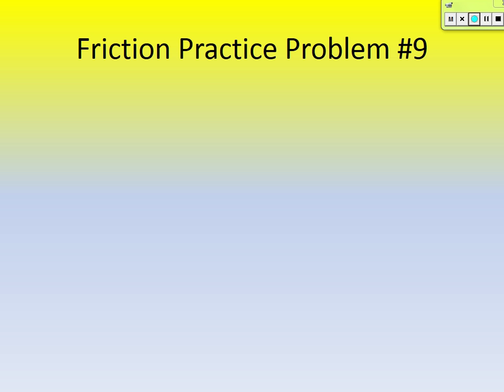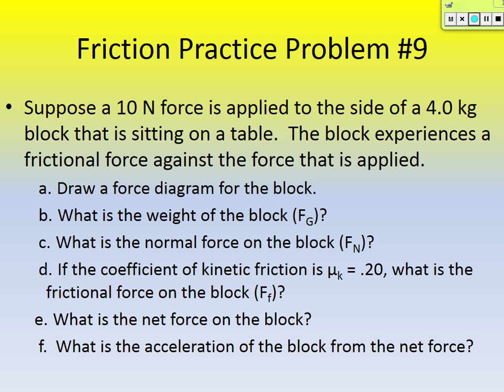Okay. Let's get to a little bit harder problem, more difficult problem. Number 9. Okay, it's got a lot of parts, A through F. So let's not get overwhelmed by it. Let's just read the problem and do each part individually. Okay, it says, suppose a 10 Newton force is applied to the side of a 4 kilogram block that is sitting on the table. The block experiences a frictional force against the force that is applied. All right. A, draw a free body diagram for this block.